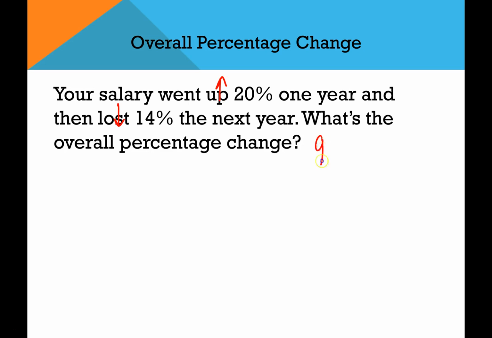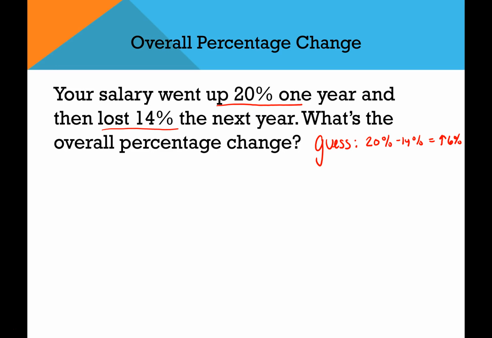Well, a good guess would be something like 20% minus 14%. So maybe your guess is that you went up 6%. And it's a guess, but it's wrong. The reason it's wrong is because when you go up 20%, your number is actually bigger and you're losing 14% of a bigger number.